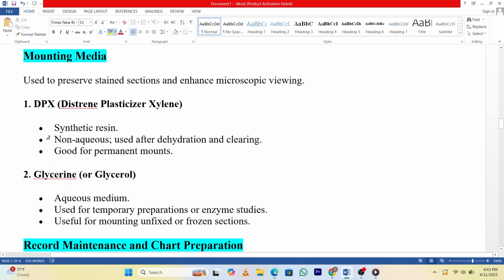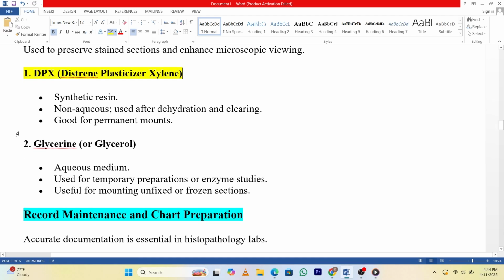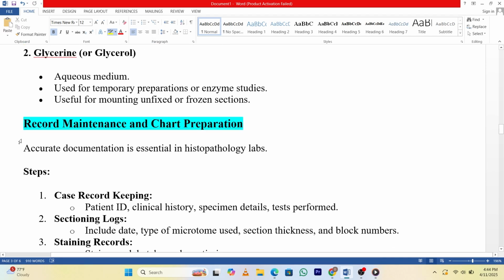Mounting media. Used to preserve stained sections and enhance microscopic viewing. 1. DPX, distyrene plasticizer xylene. Synthetic resin. Non-aqueous, used after dehydration and clearing. Good for permanent mounts. 2. Glycerin, or glycerol. Aqueous medium. Used for temporary preparations or enzyme studies. Useful for mounting unfixed or frozen sections.